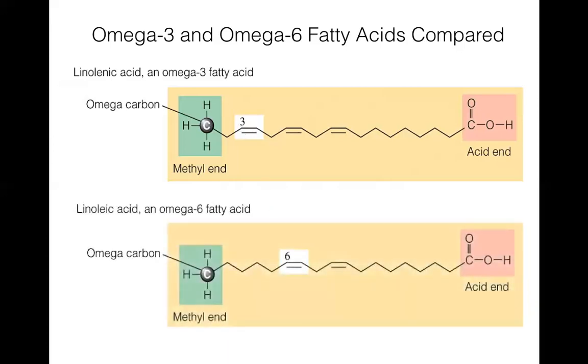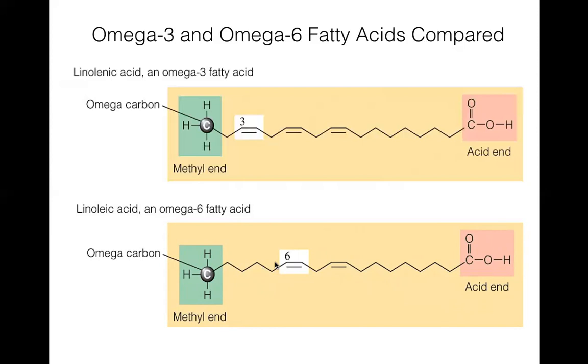Now try practicing on linoleic acid using both the delta numbering system and the omega numbering system. If we use the omega numbering system, we start at the green highlight. And this can be referred to as omega 1, 2, 3, 4, 5, 6. So linoleic acid is an omega 6 fatty acid. For your assignment, try numbering this using the delta numbering system.